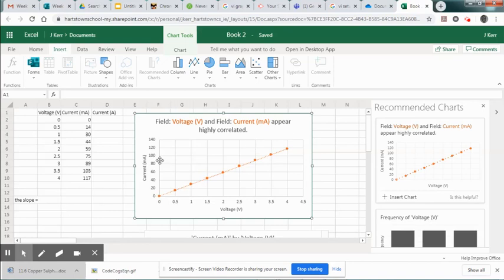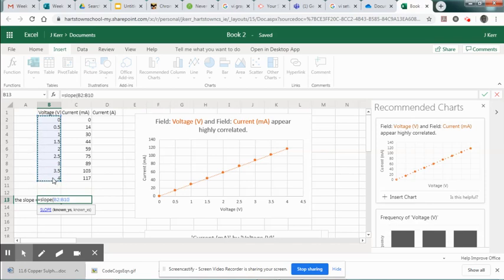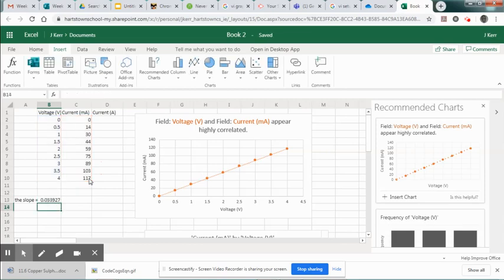Really, I'd like the slope of this line. If I get the slope of this line, I should have the resistance, because V over I is the resistance, or 1 over, in this case, the slope. So I'm going to find the slope. In order to do that, I type in this cell equals SLOPE. The function's brackets tell me known y's. The y's are the V's, then comma, the known x's. Select them, put a bracket on it, press Enter, and there we go.